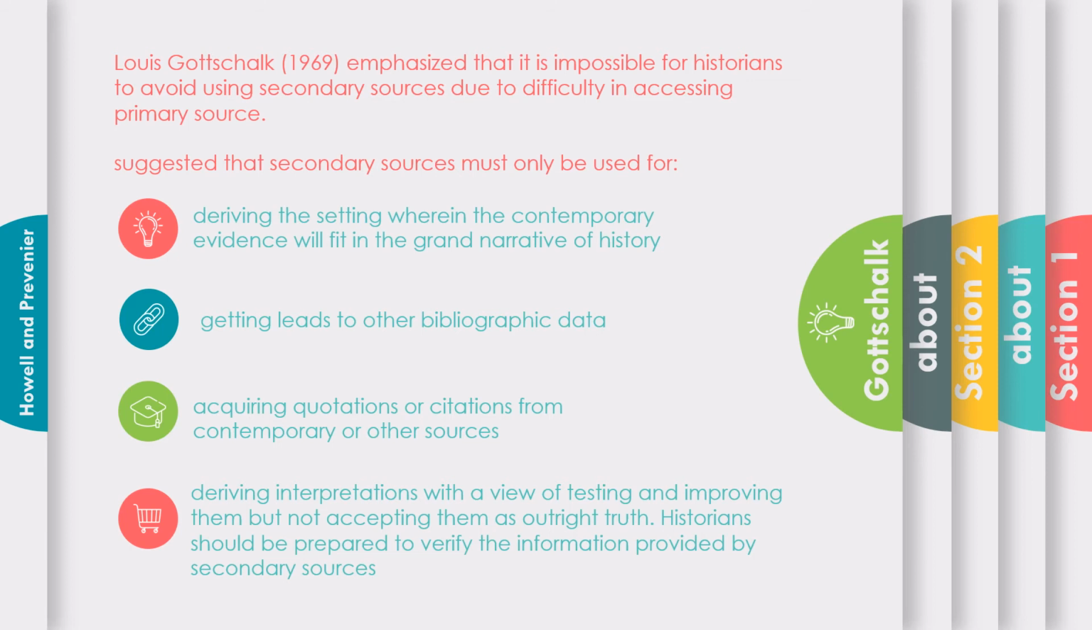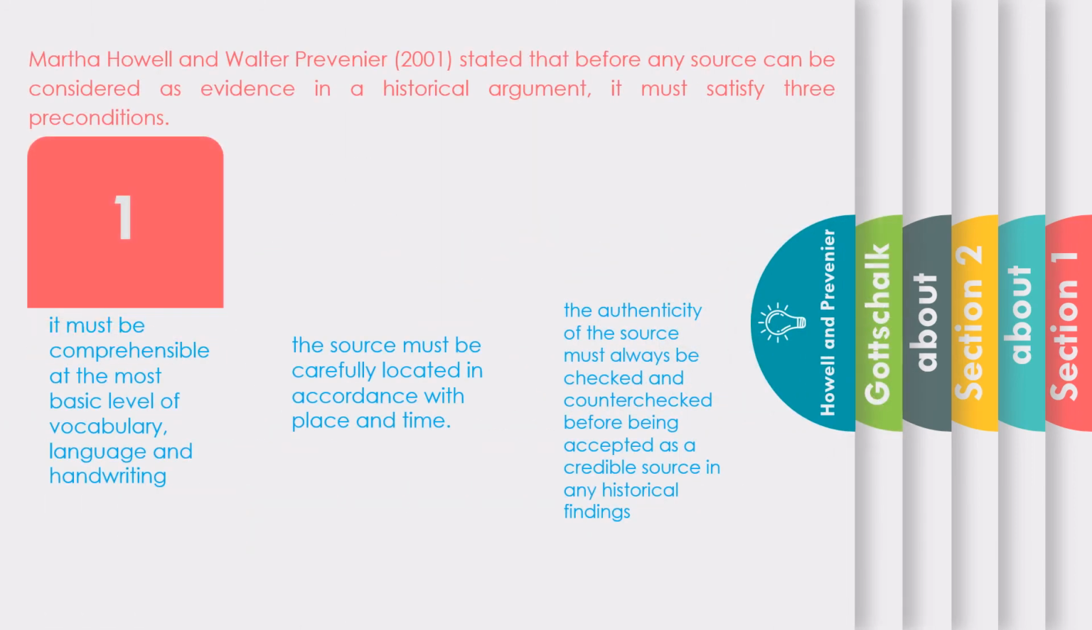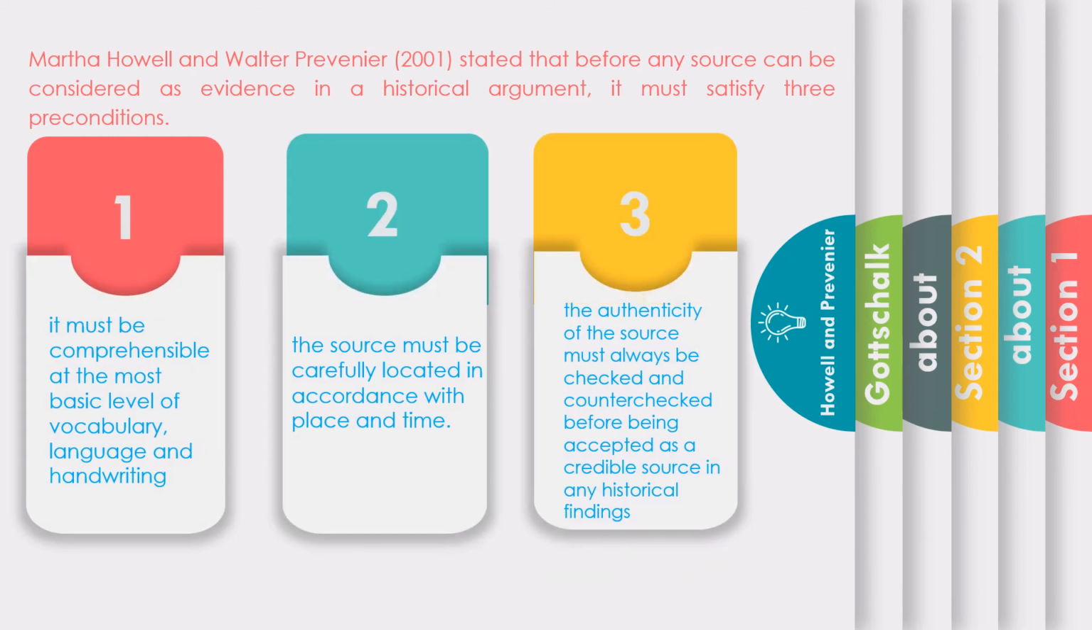And also two persons, Martha Howell and Walter Prevenier, have stated that before any source can be considered as evidence in a historical argument, it must satisfy three preconditions. First, it must be comprehensible at the most basic level of vocabulary, language, and handwriting. This first precondition sets the ground for the contentions on the acceptability of the source and for all the aspects of the debate. And second, the source must be carefully located in accordance with place and time.